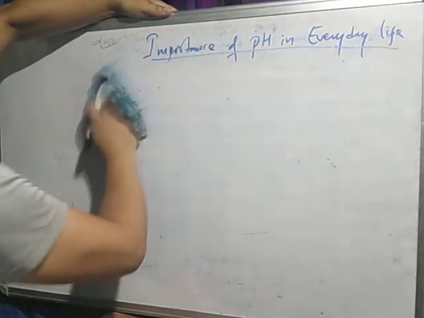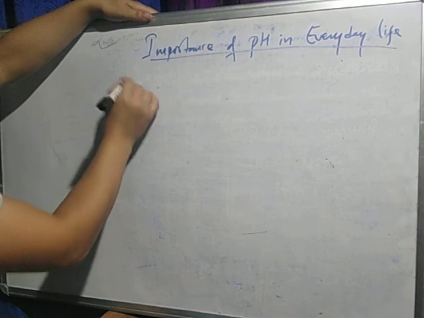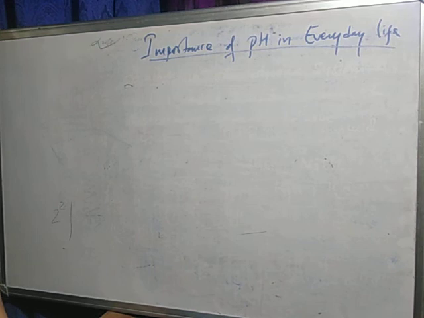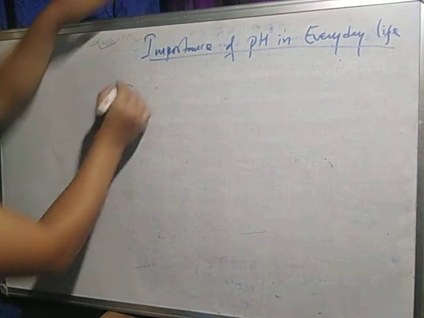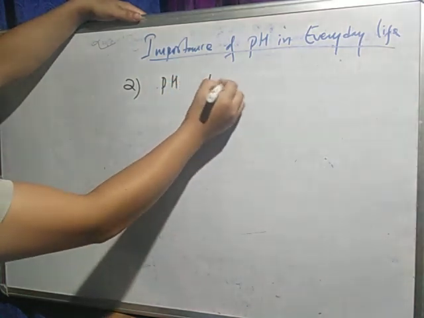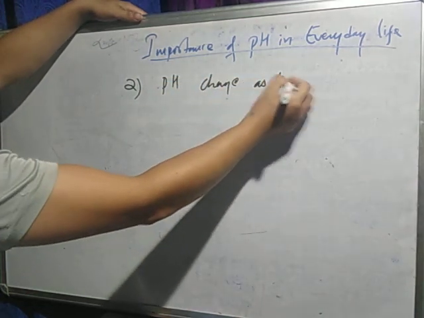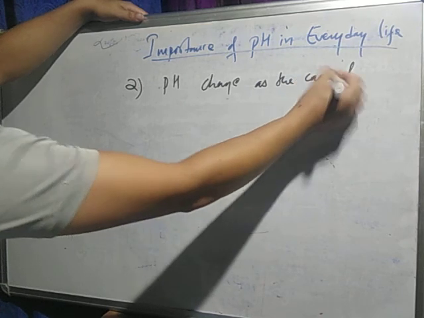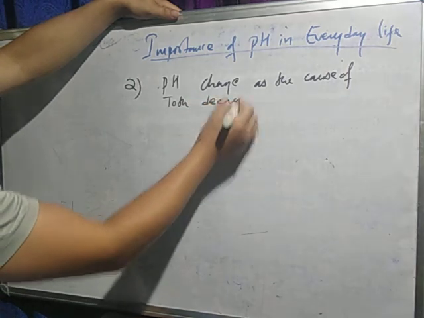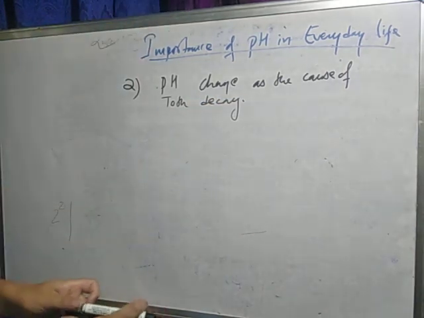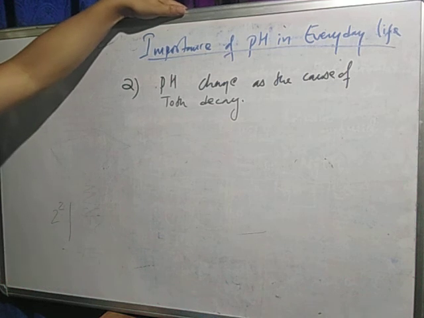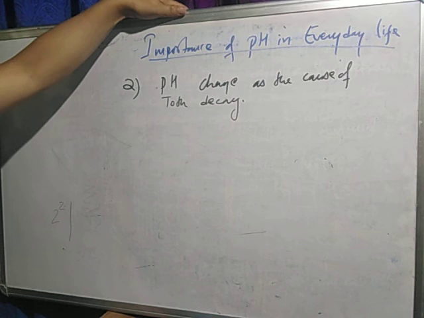So next we have the second application of pH: pH change as the cause of tooth decay. Tooth decay. Our mouth contains bacteria. Amylase and this and that, you know from biology. So it breaks down the food and forms acid, isn't it?